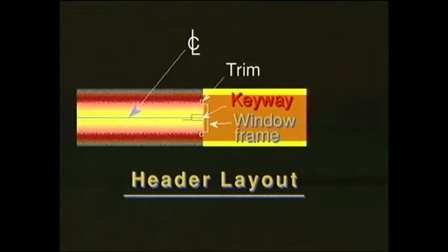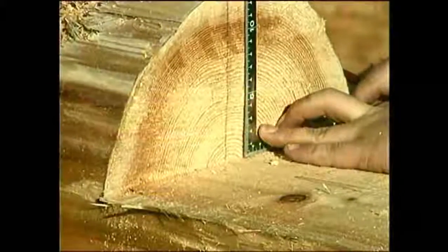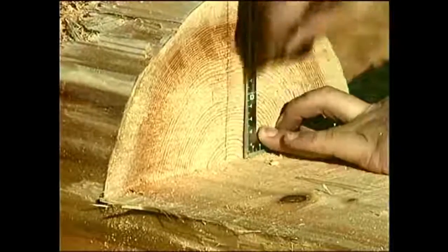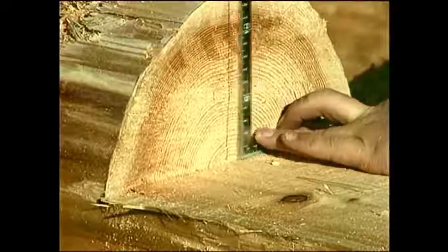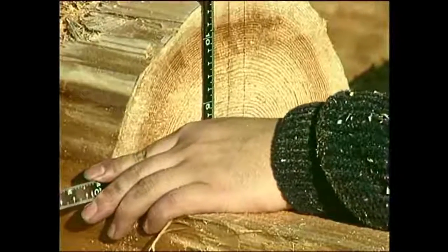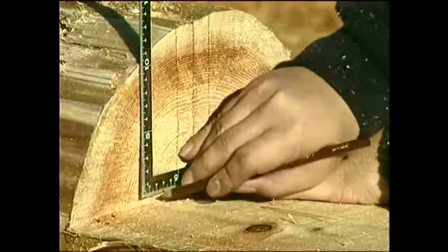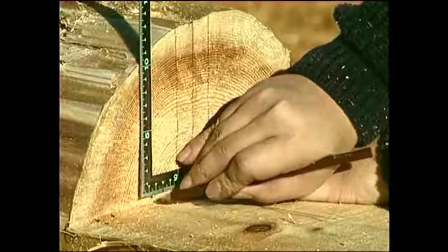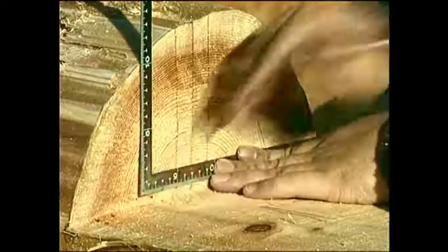There are, of course, many possible profiles for this cut. The one shown here has proved to be very satisfactory. Draw the center line down the log end and work from that. Measure in the width of the keyway, the width of the window frame, and the width of the trim on each side. Measure in the depth of these cuts.